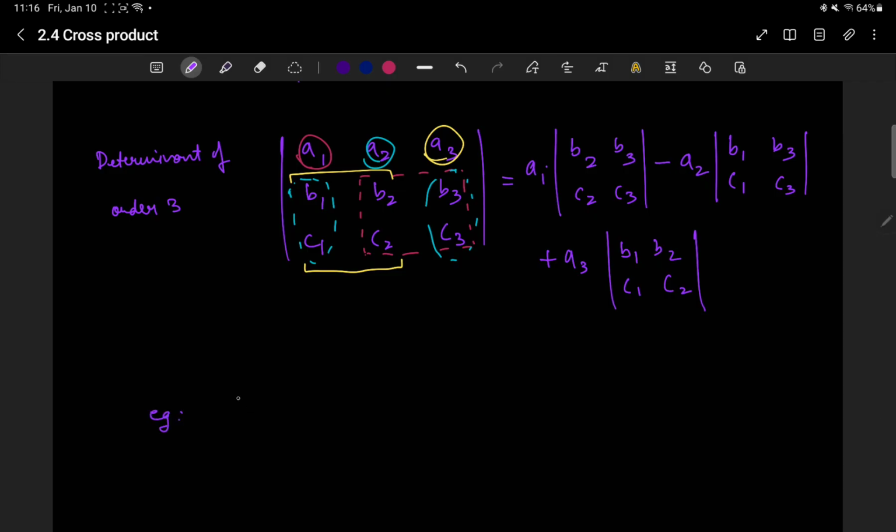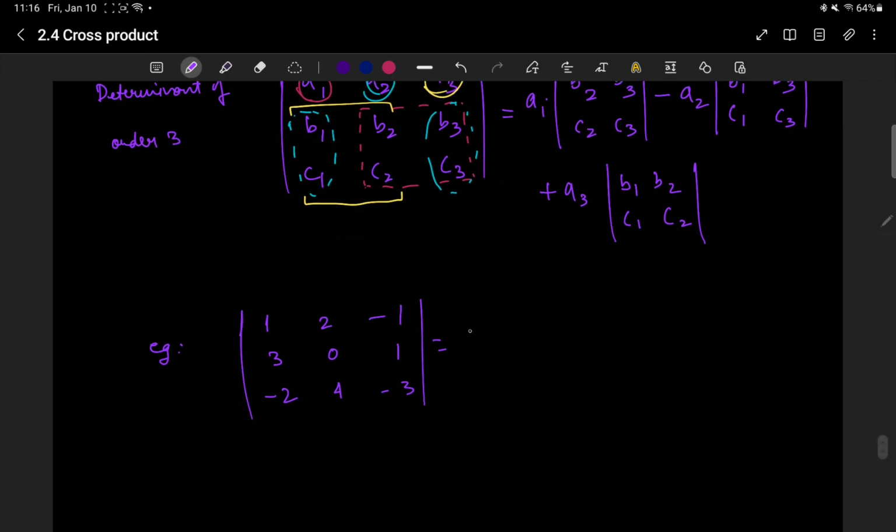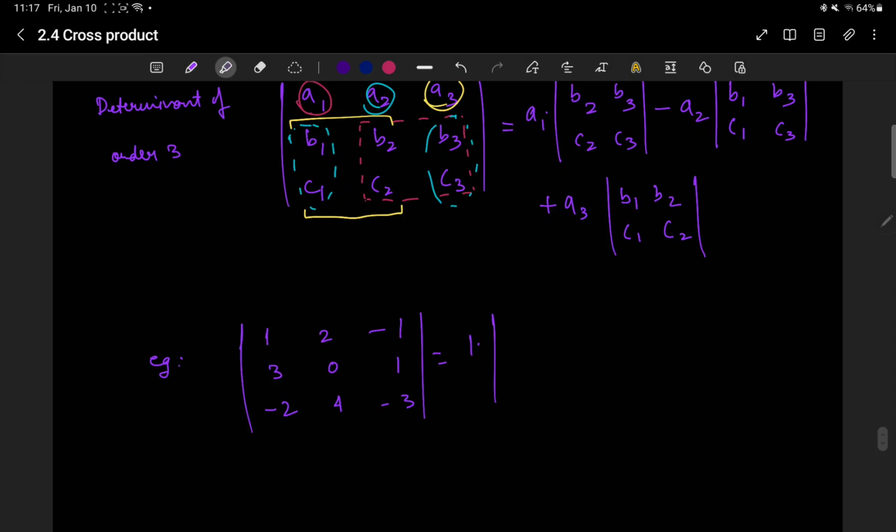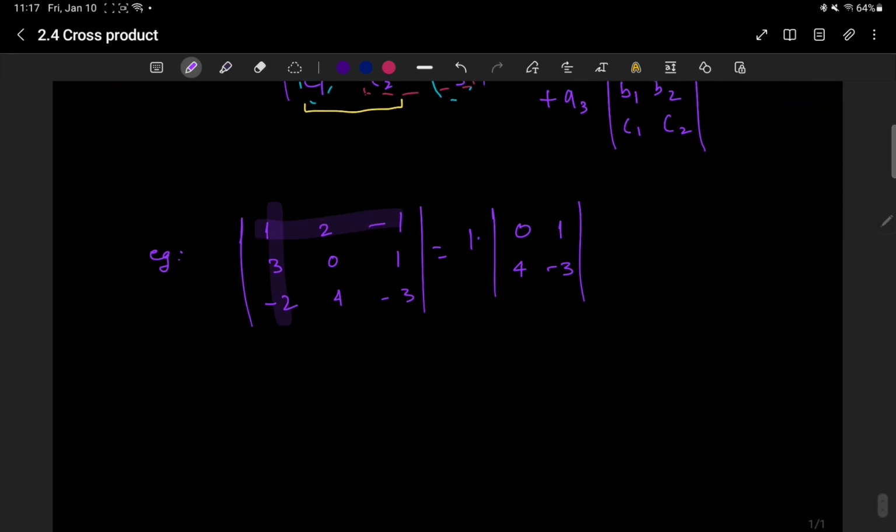So an example will make this clearer. So I have 1, 2, negative 1, 3, 0, 1, negative 2, 4, negative 3. So first I have 1 times. So you can think of it this way. When you're doing 1, erase out that part, right? So you're left with 0, 1, 4, negative 3.